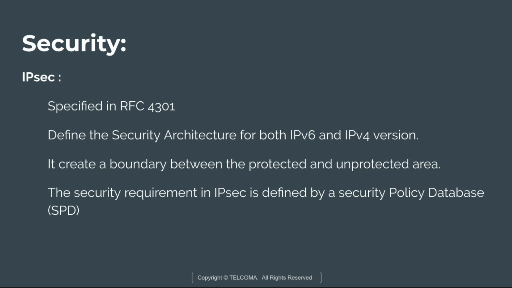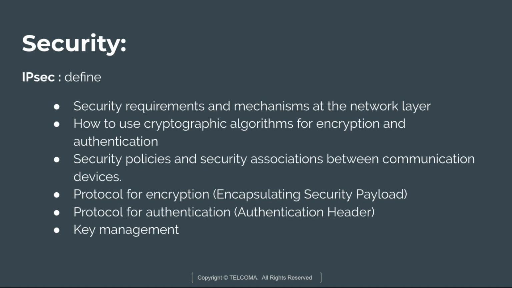Next is IP security. IP security is specified in RFC 4301 and it defines the security architecture for both IPv6 and IPv4. It creates a boundary between the protected and unprotected area. The security requirement in IP security is defined by a security policy database, that is SPD. IP security defines the description of security requirements and mechanisms at the network layer, and how to use cryptographic algorithms for encryption and authentication.